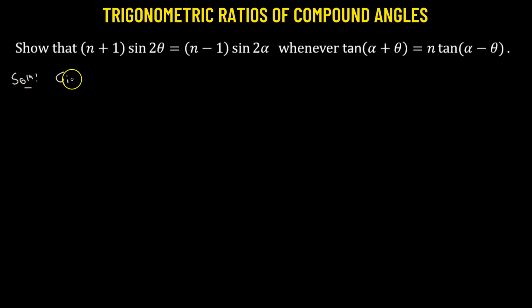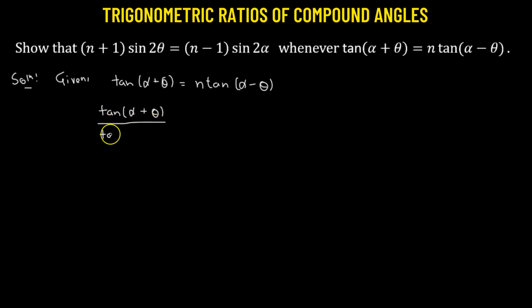Here we are given that tan(α+θ) equals n multiplied by tan(α−θ). Let's divide both sides of the equation by tan(α−θ). Now we get the ratio tan(α+θ) divided by tan(α−θ), and this will be equal to n.